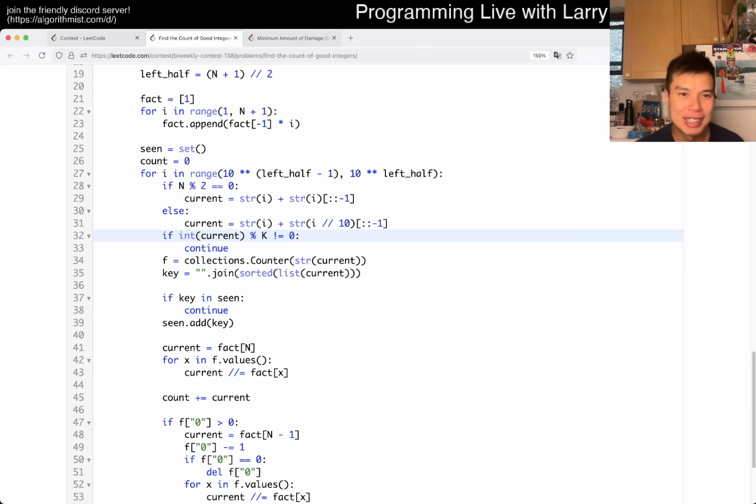One optimization you can do is that this operates on every iteration, so you can maybe take it out. It's not a big deal though. And then here, if the new number that we constructed is not divisible by k, so k is not equal to 0, then we can just continue.